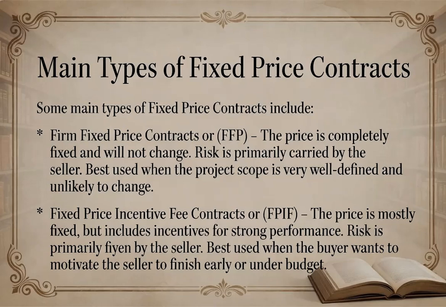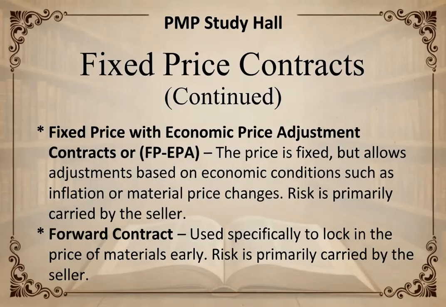Fixed price incentive fee contracts, or FPIF. The price is mostly fixed, but includes incentives for strong performance. Risk is primarily carried by the seller, best used when the buyer wants to motivate the seller to finish early or under budget.